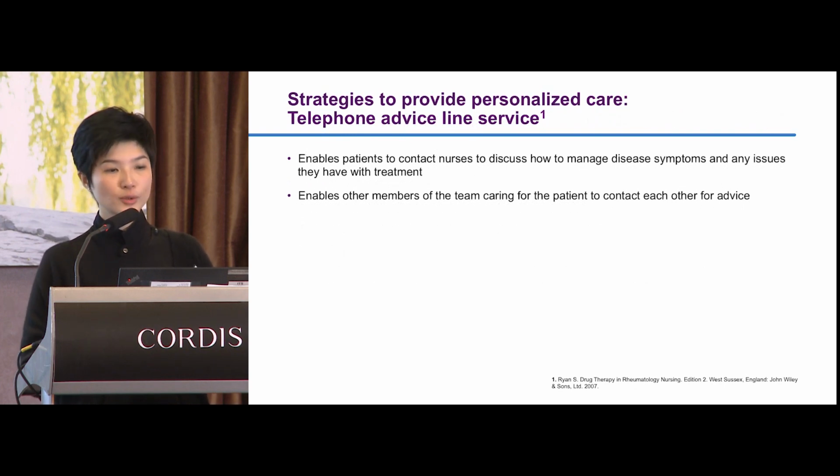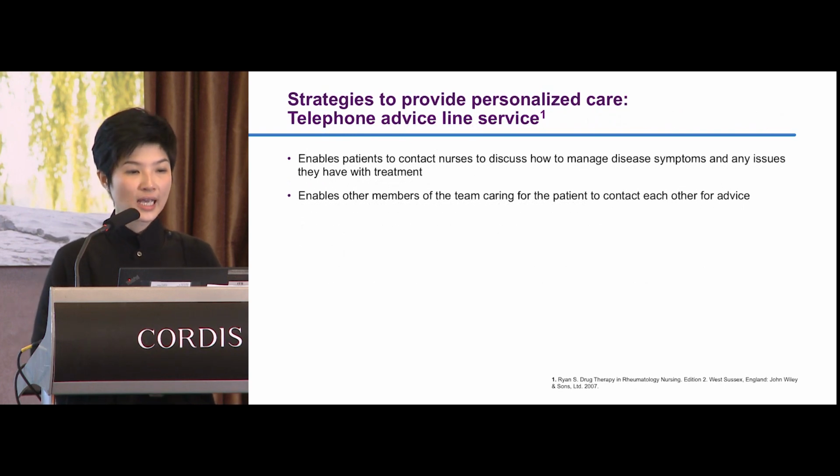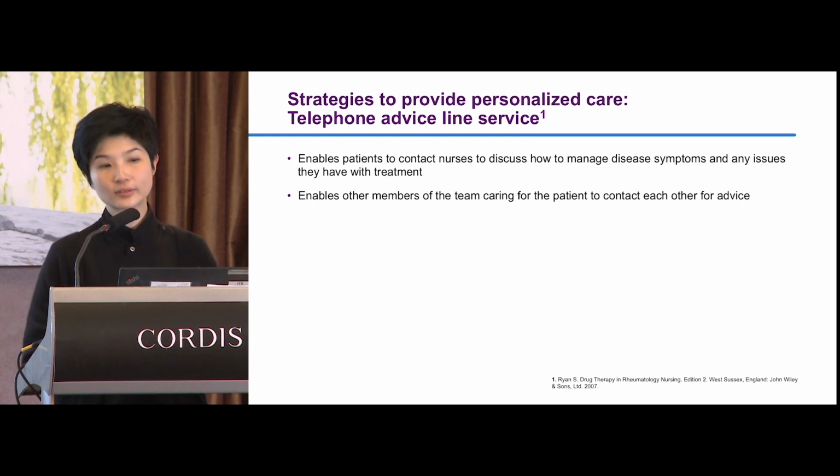Other strategies include a telephone advice line service. It enables patients to contact us to discuss how to manage disease symptoms and any issue they have with treatment. And it also enables other members of the team caring for the patient to contact each other for advice.